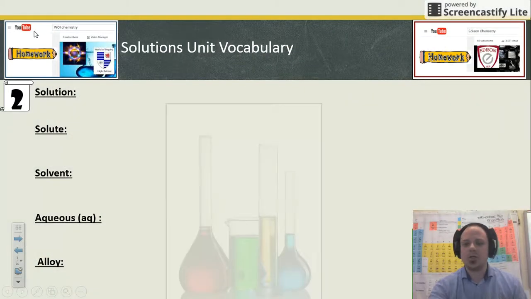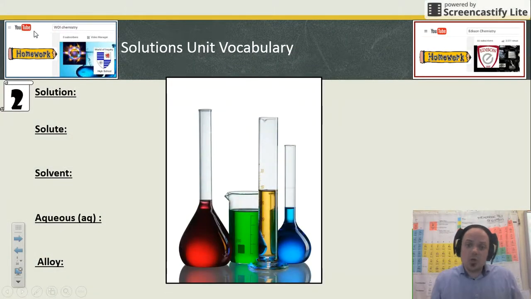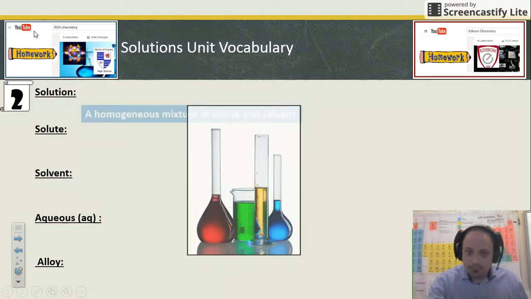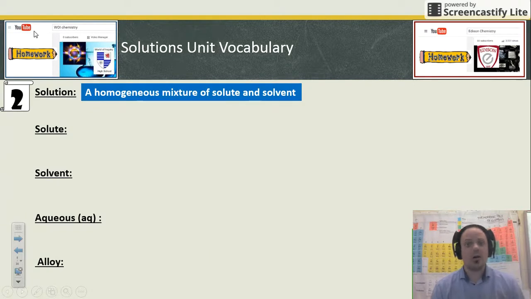What is a solution? Well, there you go. You got a picture of them. Solutions are liquids that have stuff dissolved in them. Okay, it's a homogeneous mixture of solute and solvent. The solute is what gets dissolved. The solvent is what does the dissolving, which is our next two words.